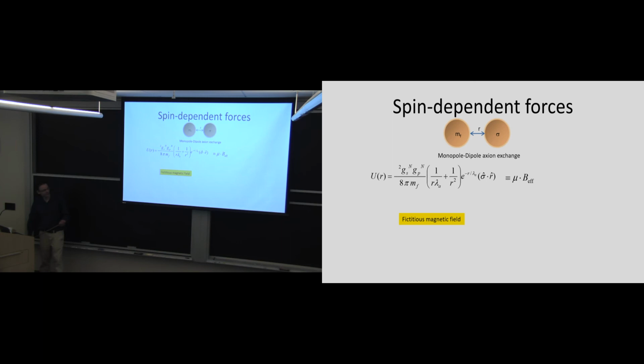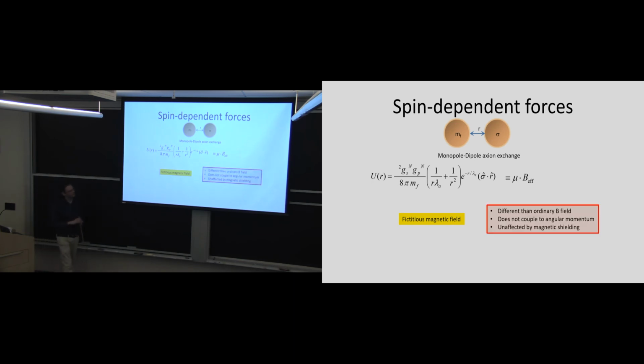I have a 1 over r squared term, and then again this product of the coupling constants. Because it couples to the spin sigma of the fermion, which is proportional to the magnetic moment of the fermion, we can think of it as an effective or fictitious magnetic field present due to this axion potential. But it's very distinct from regular magnetic fields. It doesn't obey Maxwell's equations, and important for our experiment, it's not screened by magnetic shielding. So it's possible to use magnetic shielding to block regular magnetic field noise, while this new axion-induced potential would be able to penetrate through the shielding.